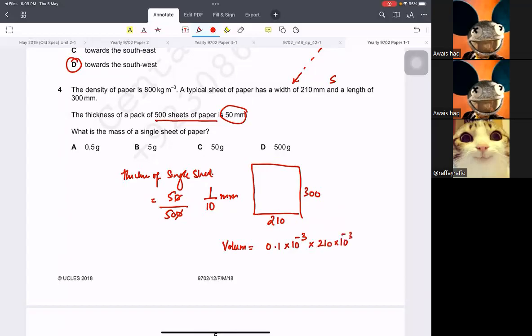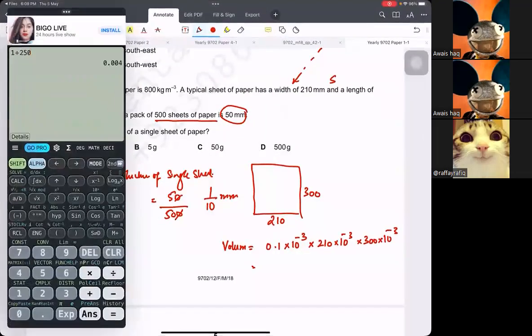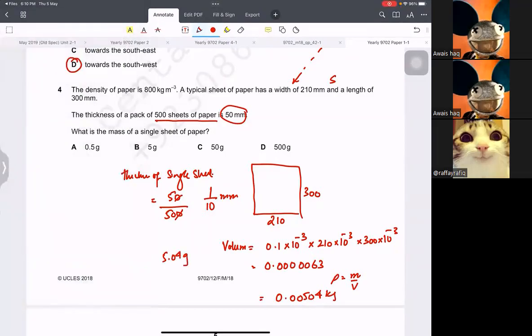210 and 300. So pull up the calculator. 0.1 times 10 raised to power minus 3 times 210 times 10 raised to power minus 3 times 300 times 10 raised to power minus 3 comes out to be 0.0000063. Okay, so density is mass over volume. So we have to multiply this by density. So it is 0.00504 kg. That brings it up to like 5.04 grams. That should be the answer.